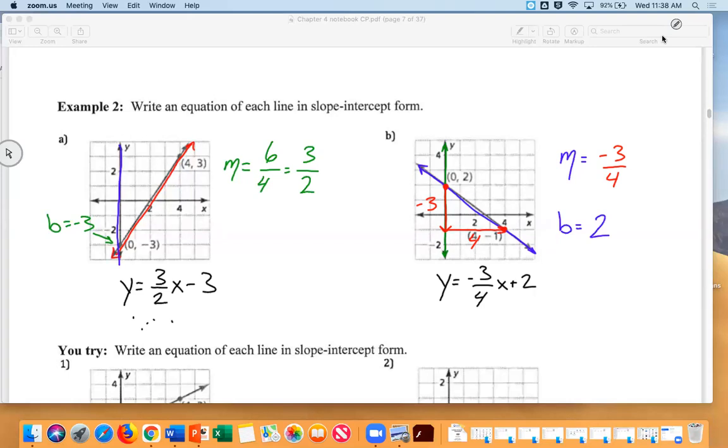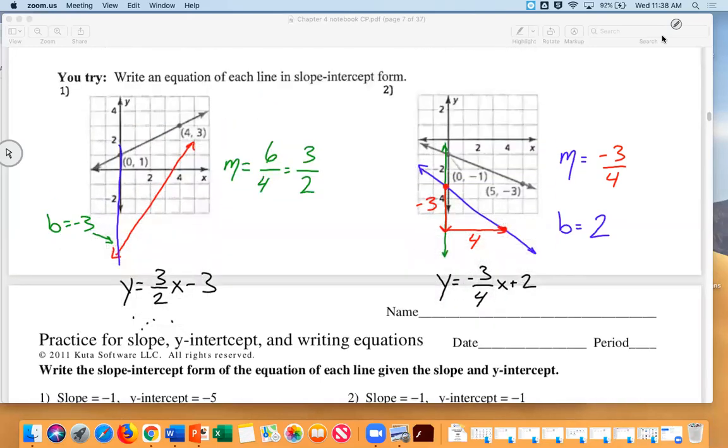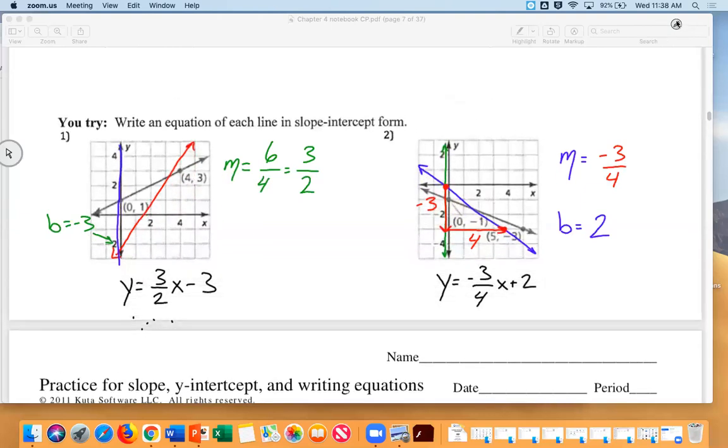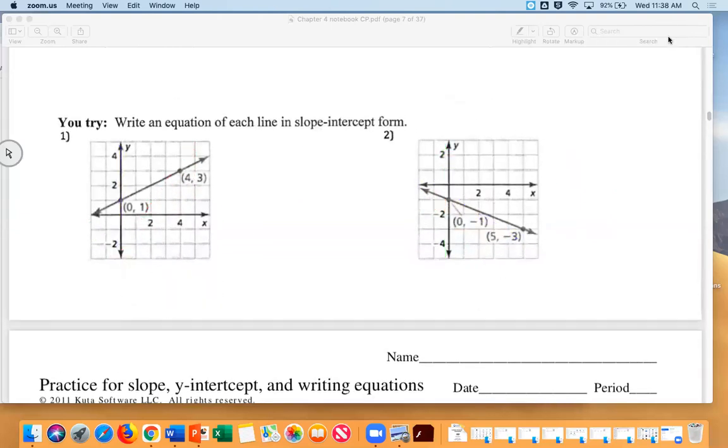You guys try. So you need 2 things, your slope and your y-intercept.